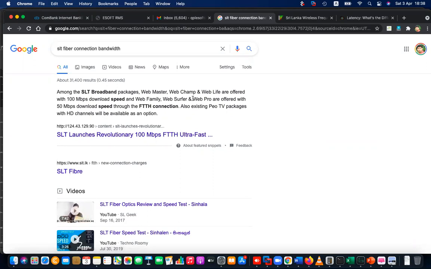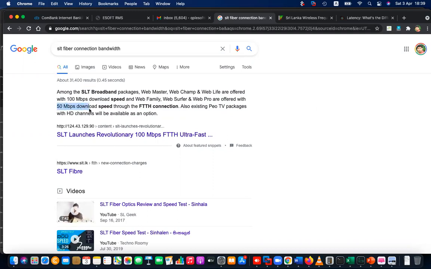So for web server and web pro, which one are you using, Netuli? What is the package you are using with them? Is it web family or web starter? You don't know, okay. So probably you're using web surfer or web pro. So they support 50 Mbps. This is called the bandwidth.